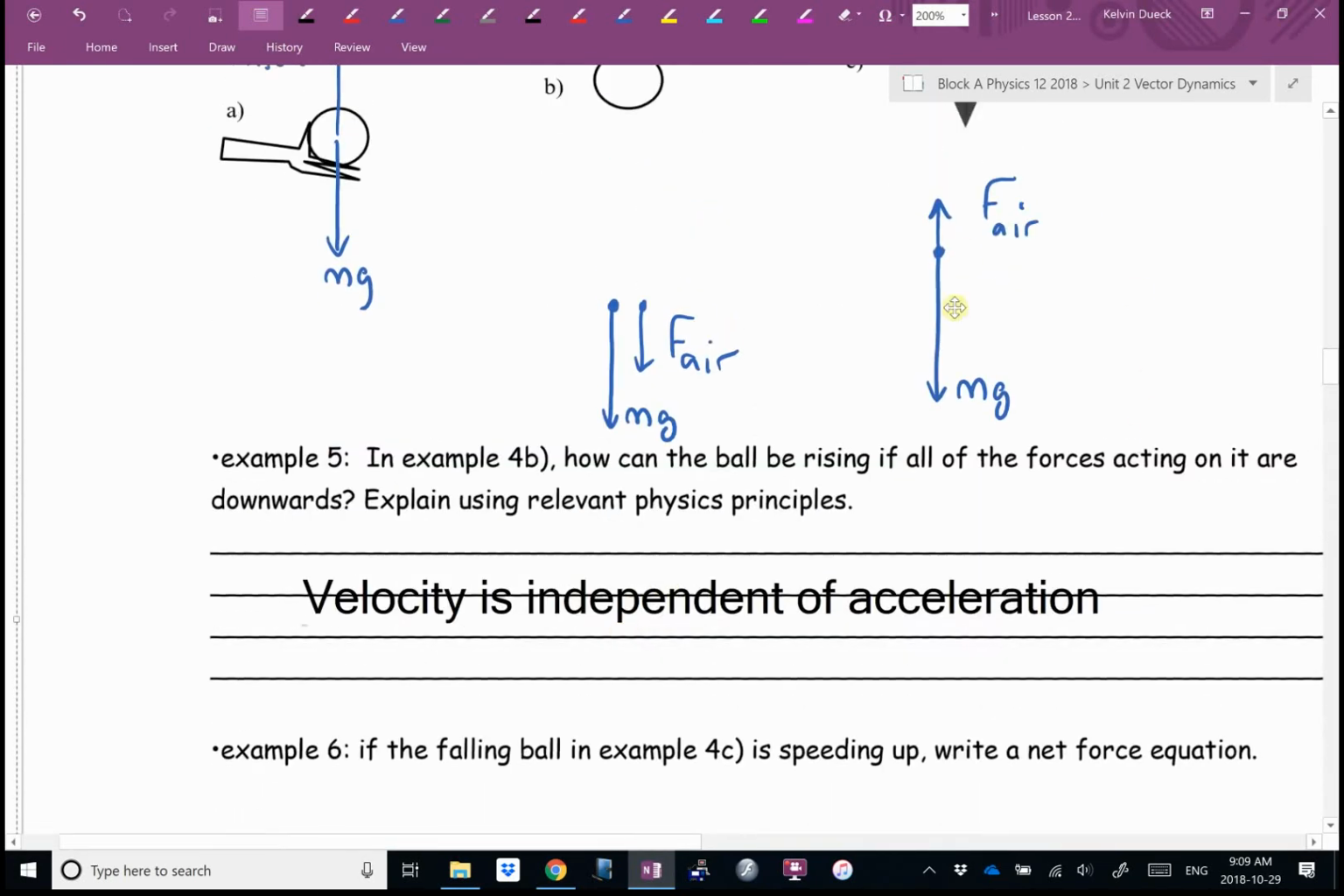If the ball in example C is speeding up, write a net force equation. Drew, in example C, this was your equation, who's winning? How do I know? From the free body diagram, longer arrow. And how did I know to do that? That's the way that it's accelerating. Newton's first. So winner minus loser equals MA.